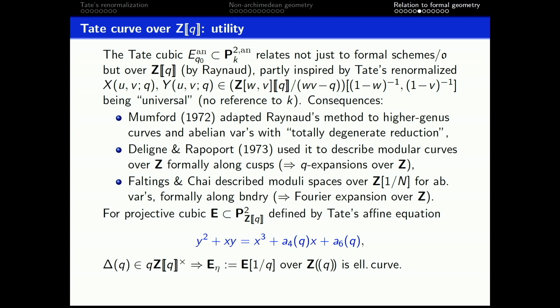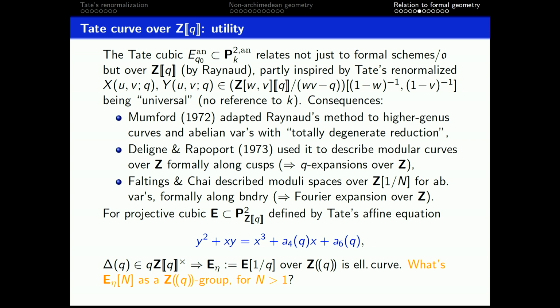So what is it we want to do? We're going to start with the projective cubic that I'll call boldface E over Z[[q]]. This is a purely algebro-geometric object. This is going to be given by the Tate equation. This has a discriminant, which is q times a unit. And therefore, when you invert q over this Laurent series ring over Z, these are finite-tail Laurent series over Z, this is an elliptic curve because its discriminant is a unit.